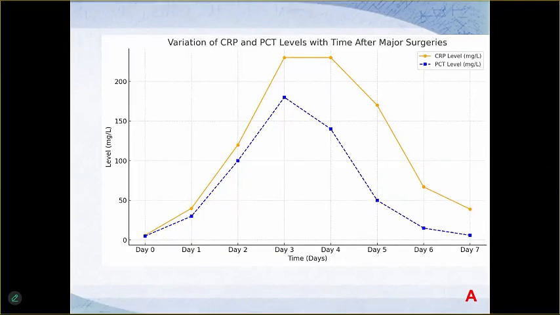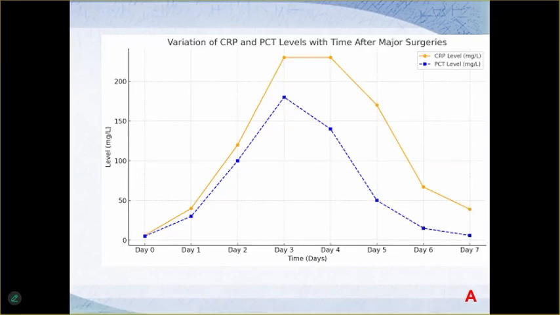surgery. If you go through the yellow color graph, you see any patient who is undergoing surgery, the CRP is invariably going up. So this is a normal variation after surgery. It will go up till day 3, 4 and come down. So that is a natural progression of CRP.